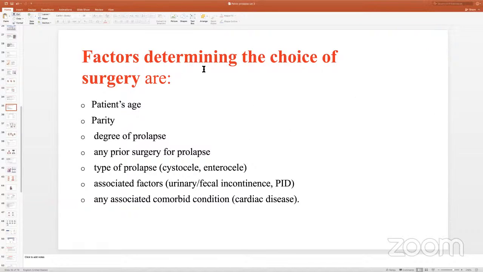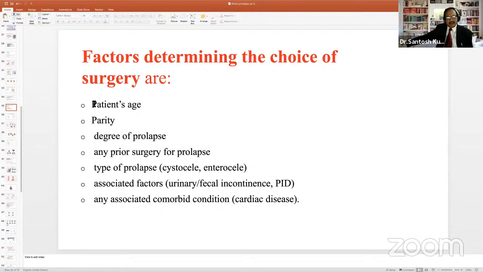So these are the factors determining choice of surgery. What is the patient's age, whether the patient is young, premenopausal, postmenopausal, whether she has completed her family, what is the degree of prolapse, what is the association with uterine prolapse, any previous surgery which has failed, any associated factor like urinary or fecal incontinence, or any comorbid condition like cardiac disease in which one would like to avoid laparoscopic and robotic surgery.